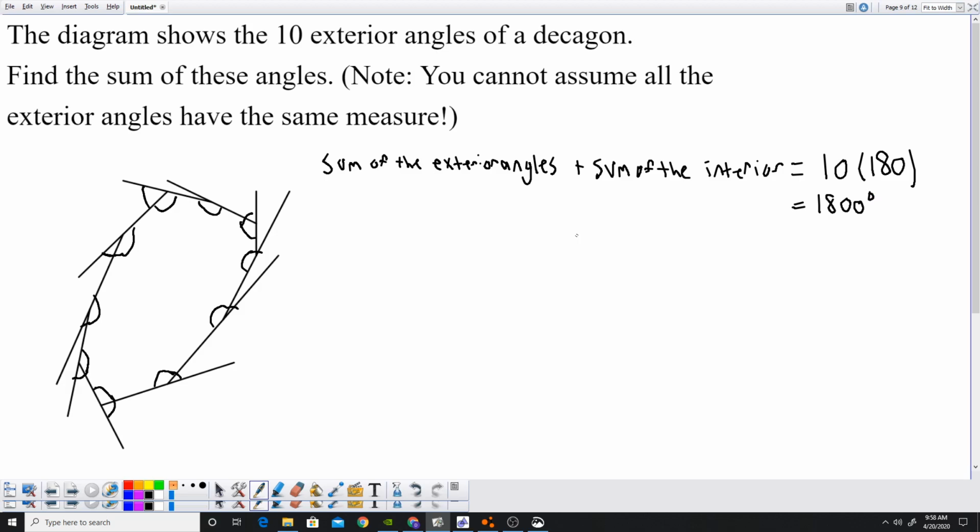Now, in the previous problem, we learned about a way to find the sum of the interior angles. We have this new formula where we take the number of sides, which is 10, minus 2, and multiply that with 180. And we can find the sum of the interior. So now all we have to do is find the sum of the exterior.